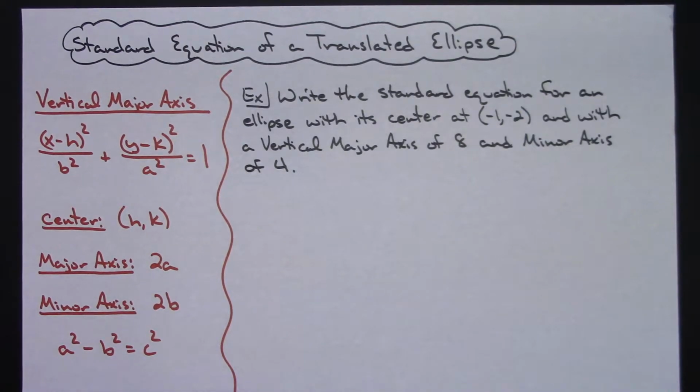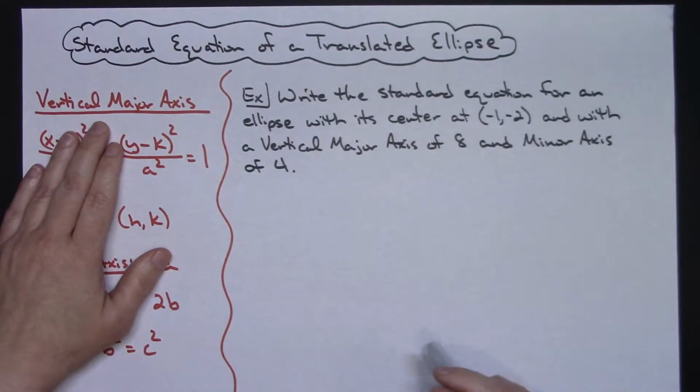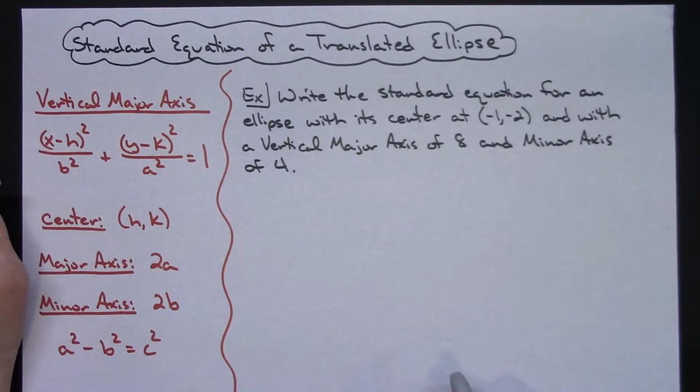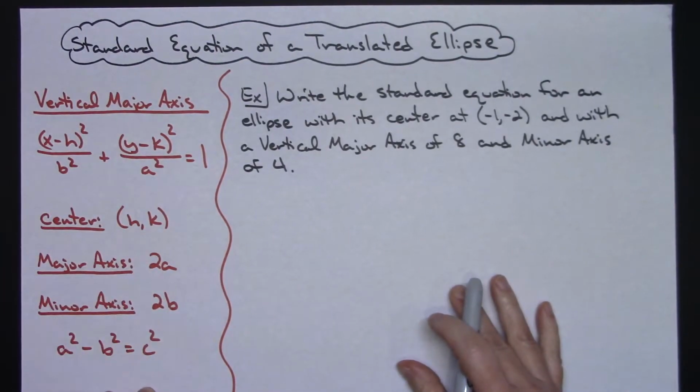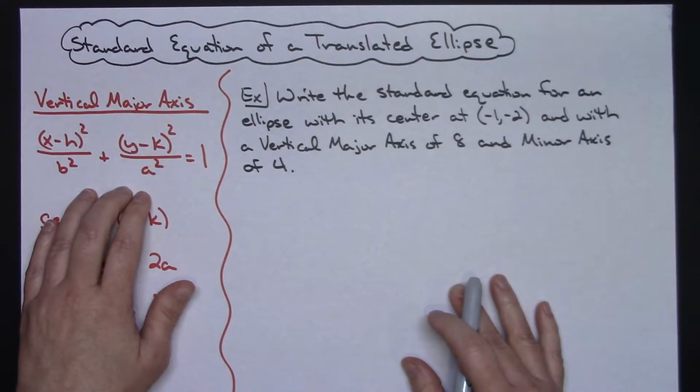In this video, I'm going to show you how to write the standard equation of a translated ellipse that has been shifted away from the origin as its center, and we're going to focus on one that has a vertical major axis, so it'll be a vertical ellipse. Things that you're going to find helpful is the formula for that equation.